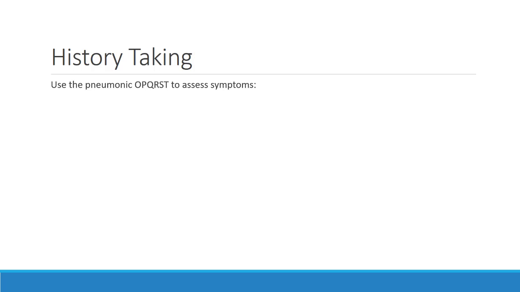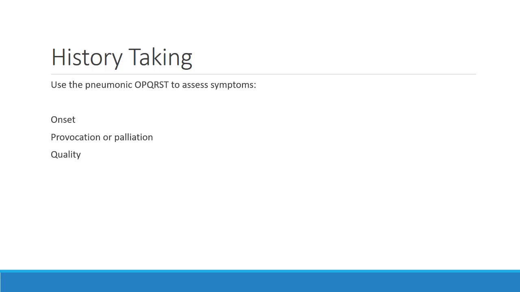You want to use the mnemonic OPQRST to assess their symptoms. And here's how that works. O is for onset, so you want to find out when their symptoms started. P is for provocation or palliation. So is there anything that makes their symptoms worse or anything that makes it better?